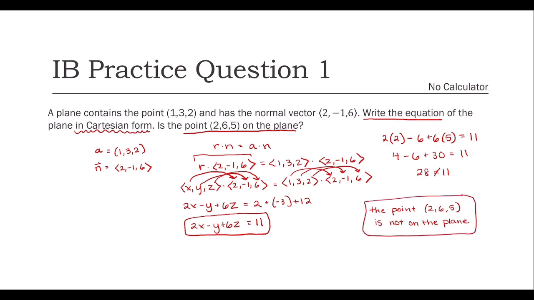So another thing to note is in Cartesian form, we have 2, negative 1, 6. And that was our normal vector. So our normal vector is built into this, and then we could have plugged in our point to solve for what d would be. So both ways work.